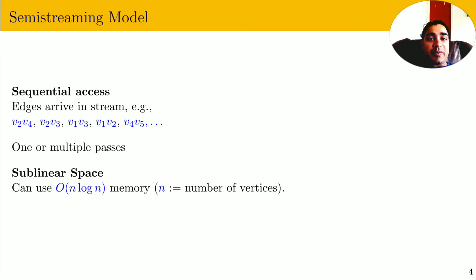Now in the semi-streaming model, you are allowed n polylog n amount of space, where n is the number of vertices, and our algorithms use n log n amount of space. Please note that this much memory is needed to store a maximum matching.